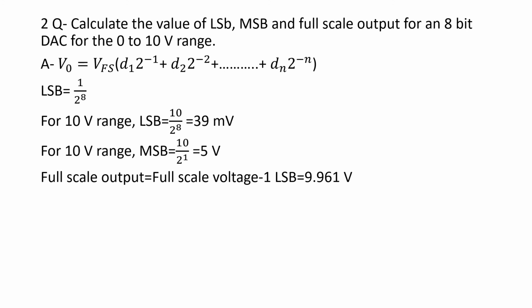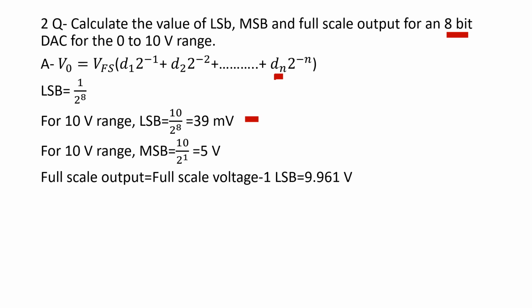As we know, the formula V0 is equal to VFS into D1 into 2 to the minus 1, D2 into 2 to the minus 2, plus dot dot dot, Dn into 2 to the minus n. So Dn is the LSB. What are the values here? 8 bit. So what is the LSB here? 1 by 2 to the 8. But the range is what? 10 volt. So for a 10 volt range, it is 10 by 2 to the 8. It is 39 millivolt. Okay.